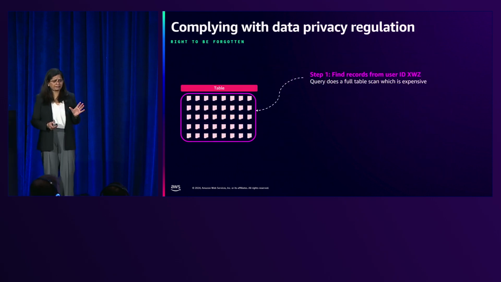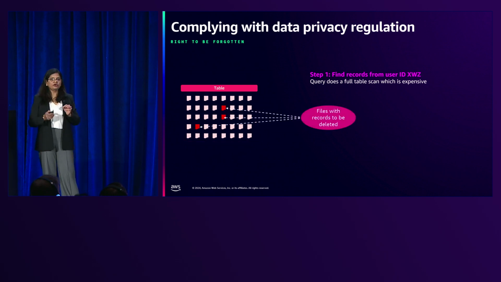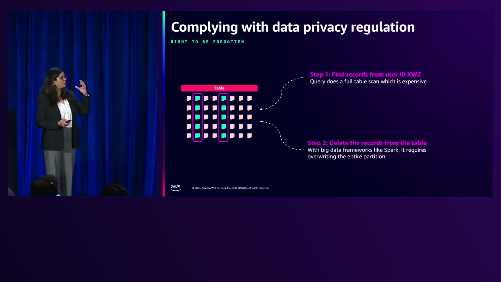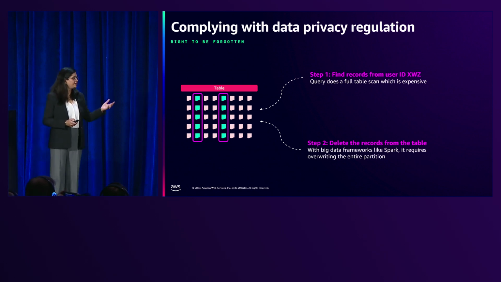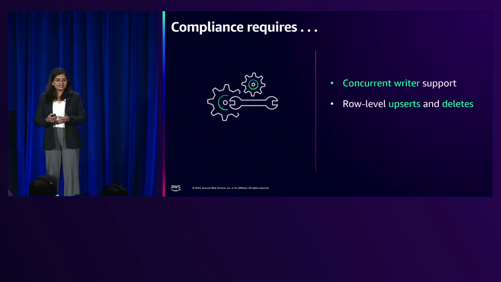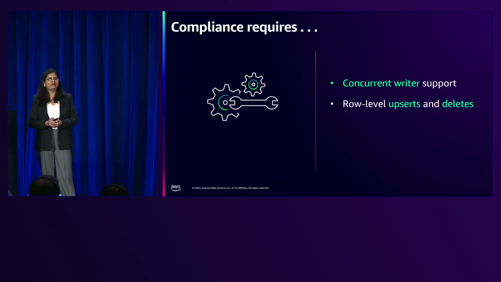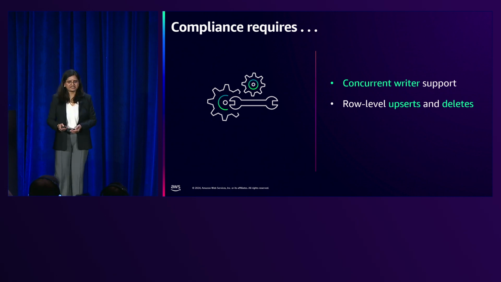Now, complying with data privacy regulation is notoriously hard because it's like finding a needle in a haystack. You need to first find the records for a particular user, which entails doing a full table scan on your data, which is expensive. And once these files are located, you need to be able to delete those records from the table. With big data frameworks like Spark, it requires overwriting an entire partition. And so, to meet the compliance needs, you need to have concurrent writer support as well as row-level upserts and deletions.